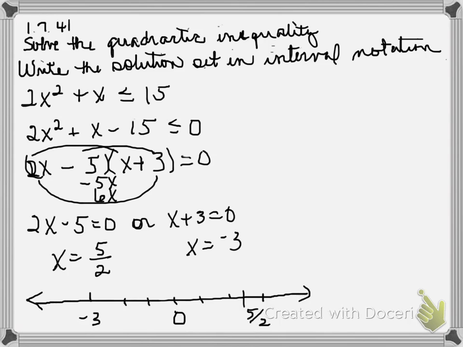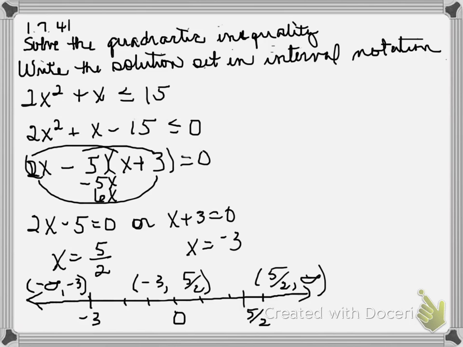So that broke my number line into 3 intervals. Okay, so we've got the interval to the left of negative 3, so that would be negative infinity to negative 3. Then we've got the one between negative 3 and 5 halves, and the one to the right of 5 halves, so 5 halves to infinity. Now we'll go back to our original inequality and pick a point in each of those different portions of my number line and see which ones make true statements.